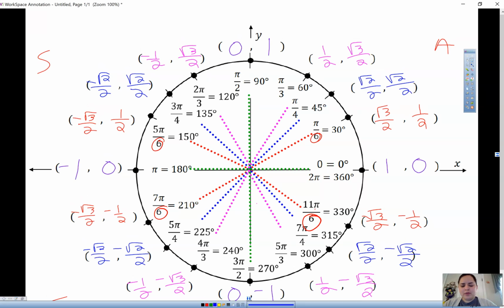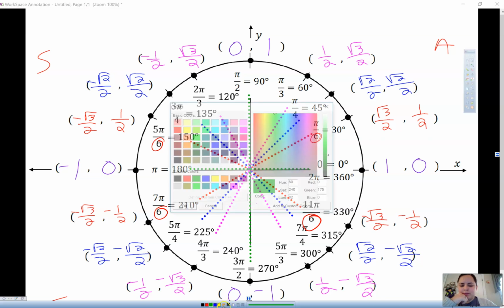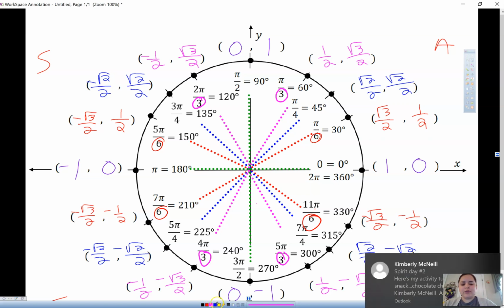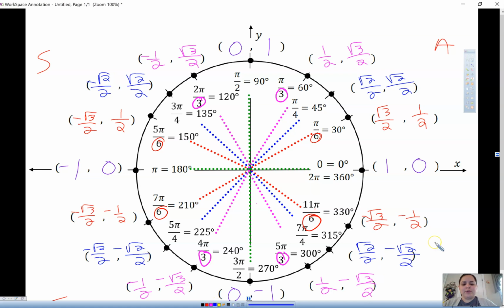If you look at the pink ones, my pink ones are over 3s. So the pink ones are your pi over 3. The pink ones are over here on the y-axis, okay? Next to the y-axis, those are your pi over 3 angles, and then the ones in the middle, the blue ones, are your pi over 4s, the 45-degree reference angles, okay? So the middle ones are your pi over 4s.